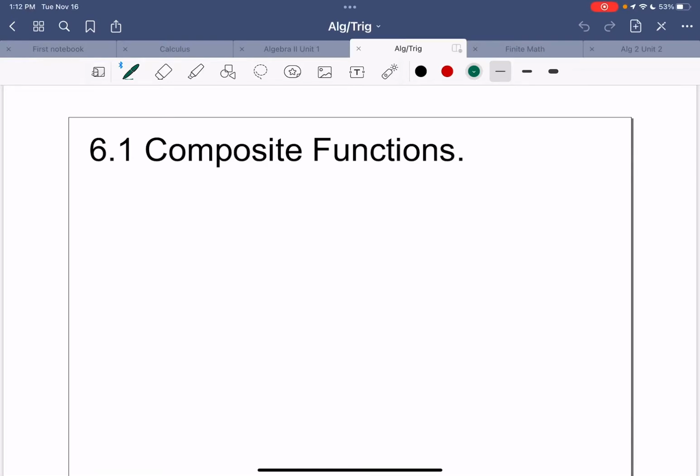Hello, welcome to section 6.1. This is all about the composition of functions, where you put one function inside of the other function.